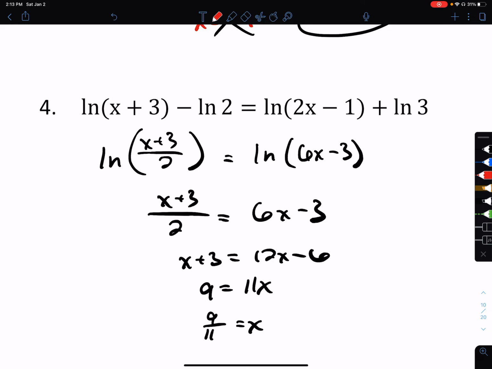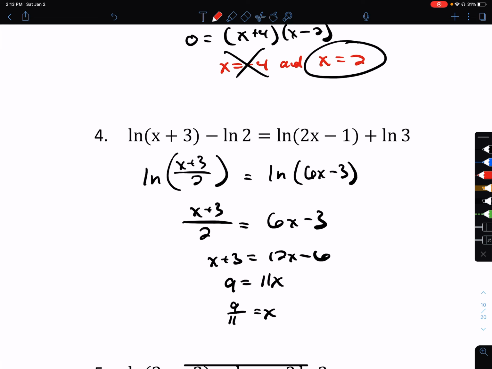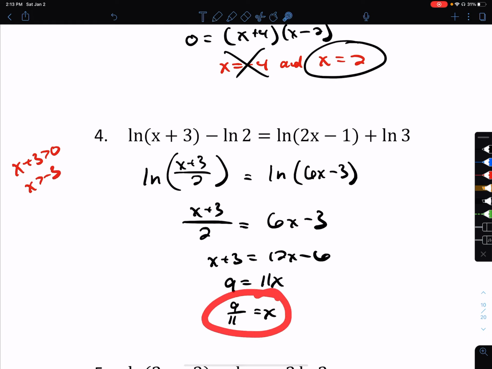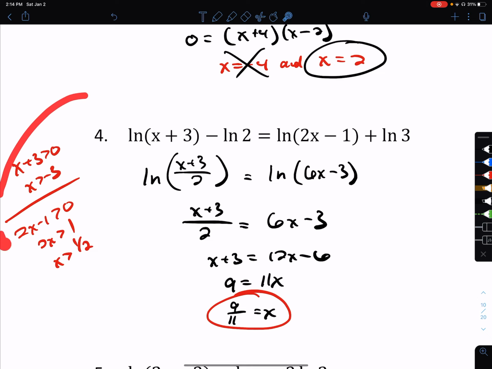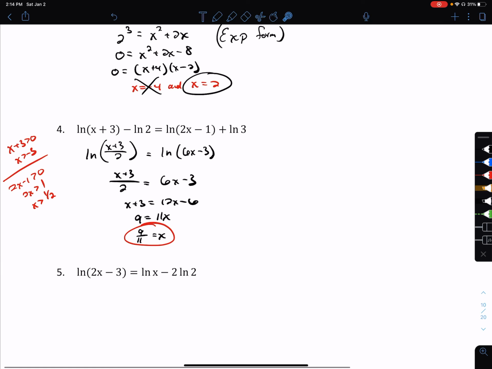Now I forgot at the beginning, shame on me, to make sure my arguments are bigger than 0. So the answer has to be bigger than -3, which that is. For this other one, it has to be bigger than 1/2, which it also is. So this answer works. Got to always check this every time, even if I forget.